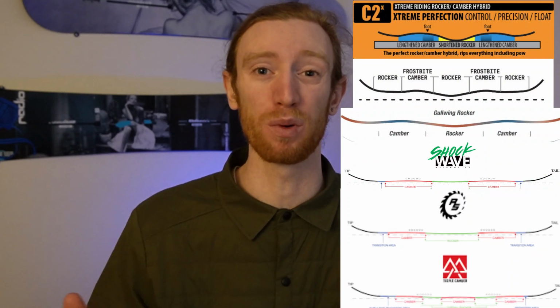And the biggest thing that can be confusing about hybrid camber is that almost every company calls their hybrid shape a different name. LibTech calls it C2, Burton calls it Flying V, Nitro has Gullwing, and Never Summer has like 5 different names for a hybrid profile board.